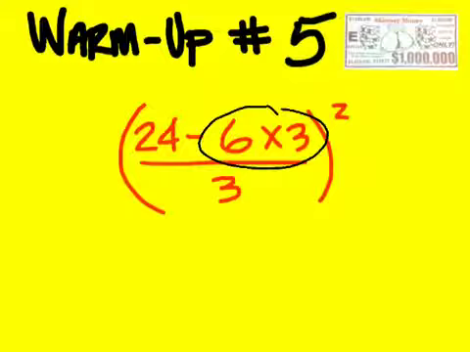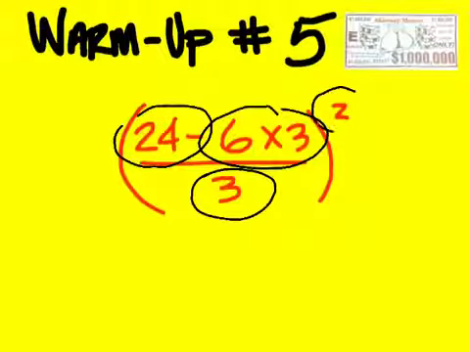$18. Take away from 24 is 6. Divided by 3 is 2. Squared is 4.